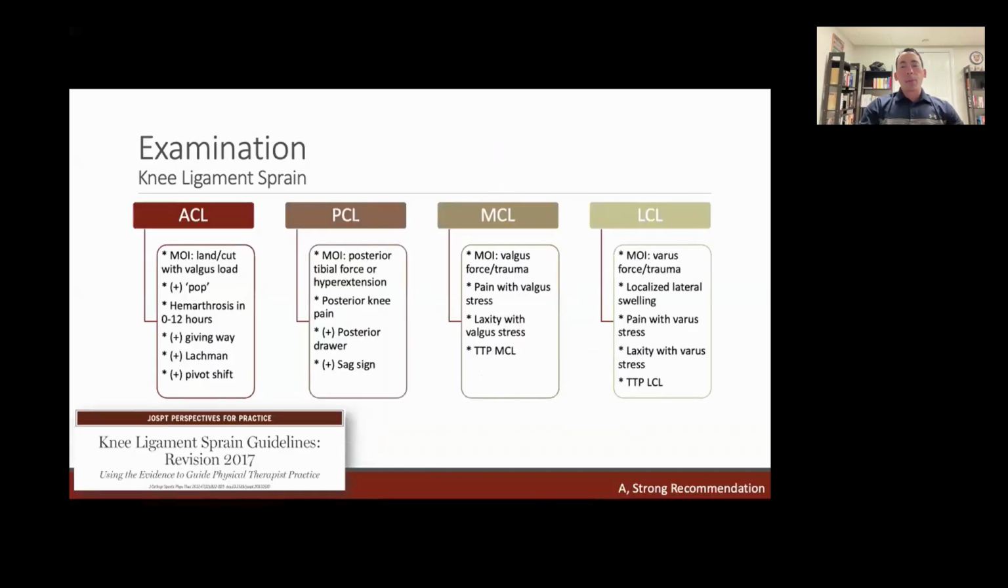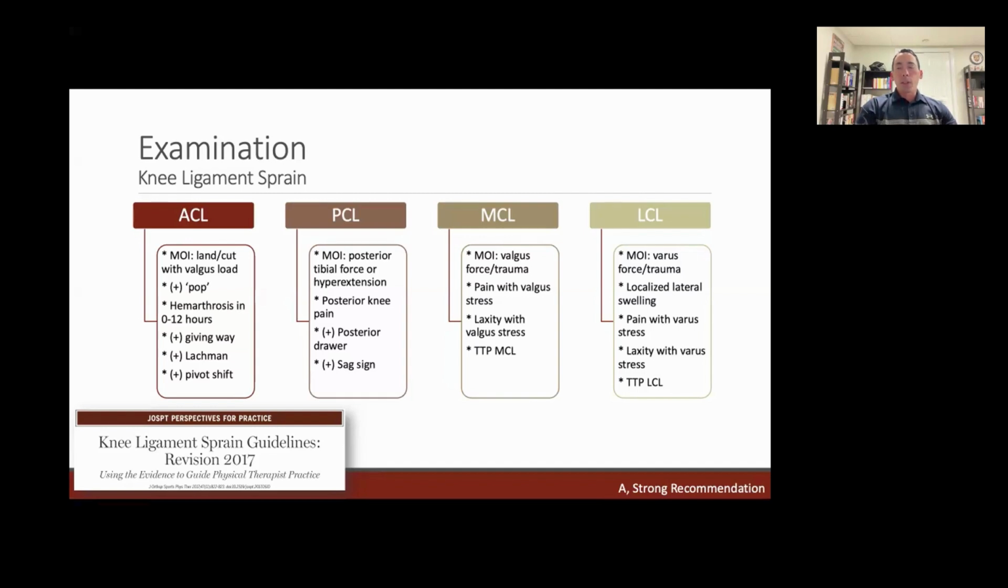Now, a high-quality examination of the knee combines key information from both the subjective and the objective portion. Mechanisms of injury for each of these major ligaments are different. ACL injuries typically involve cutting, twisting, or landing with a valgus load, while PCL injuries involve either a posterior tibial force or hyperextension. MCL injuries involve valgus force or trauma, and LCL injuries involve a varus force or trauma.